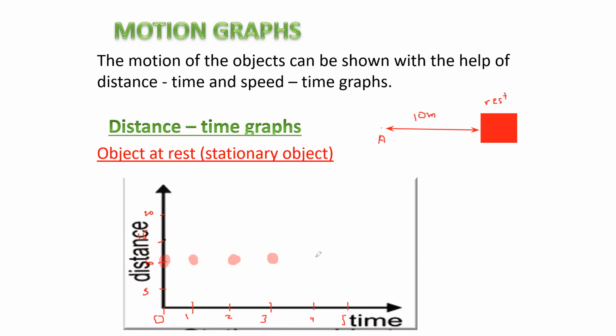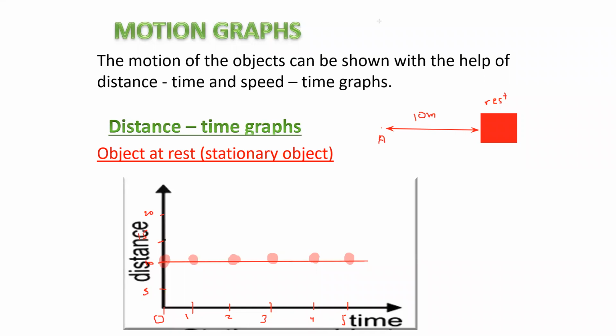After 4 seconds, because this object is stationary or this object is at rest, so whenever object is at rest, we mark the points. So what it will come out? It will always come out a horizontal line.